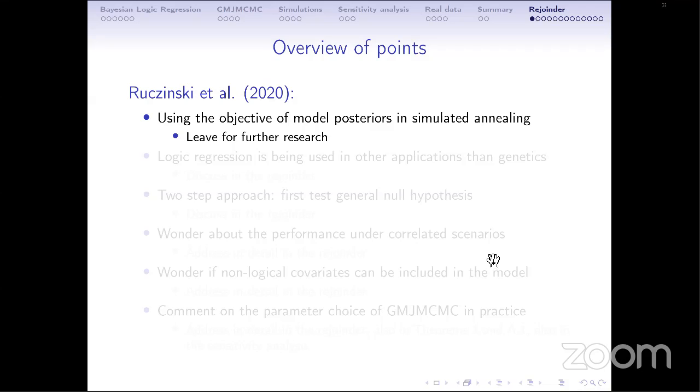We will have a discussion by Holger Schwender and Katja Ickstadt. Sorry. I didn't prepare slides. So, should we share the PDF of our discussion? If you have them, yes. Otherwise, no. I will just comment.